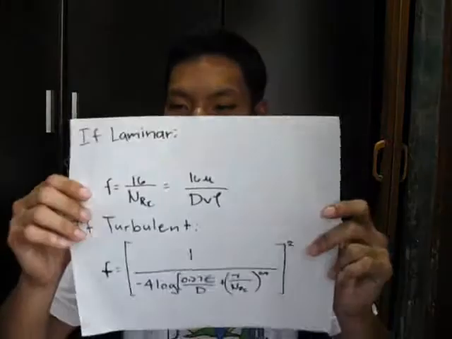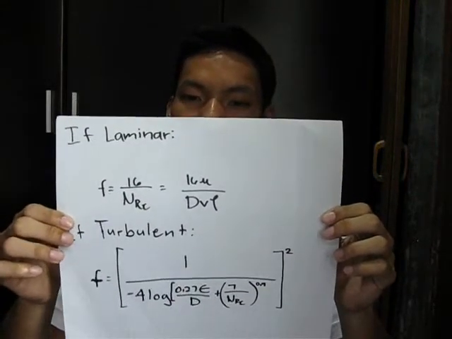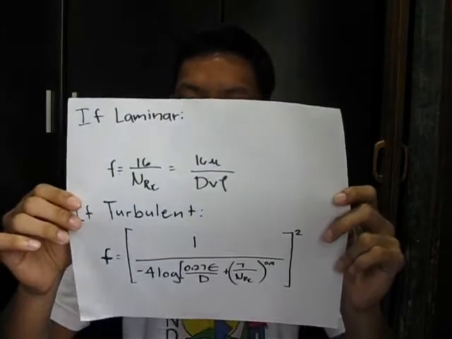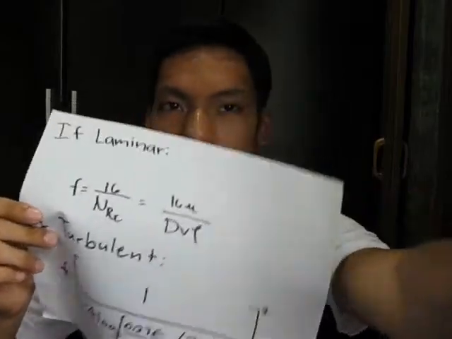Then, if it's laminar, you need to divide 16 by the Reynolds number. If it's turbulent, you need to get the formula from the handbook. In laminar flow, f is 16 over the Reynolds number, and in turbulent flow, this is the equation Churchill proposed. And here is the given summation of L over D.